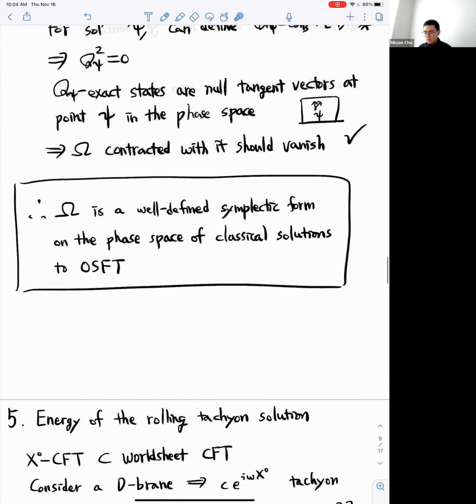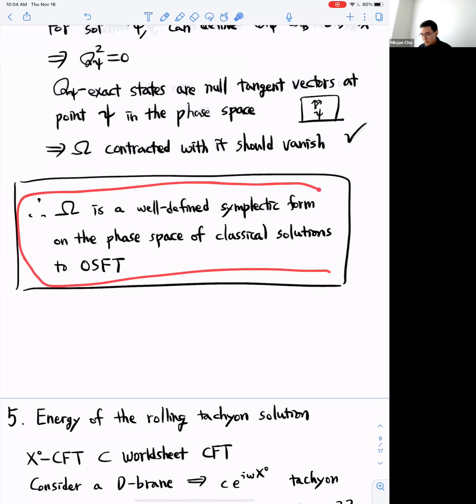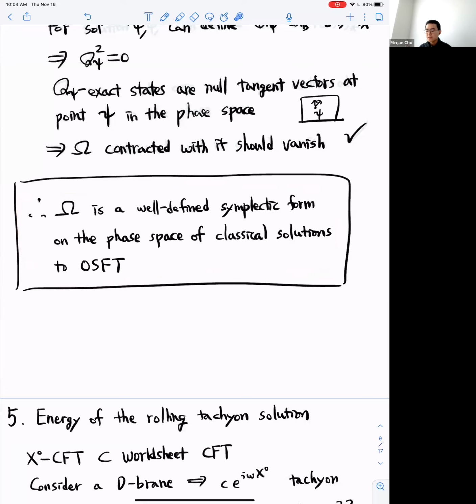Okay. So the upshot is that, modulo the subtlety that Carlos pointed out, this omega, the symplectic form we defined, is a well-defined symplectic form on the phase space of classical solutions to open string field theory. Any questions so far?